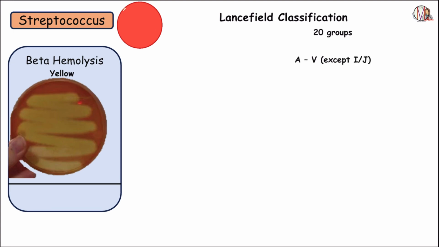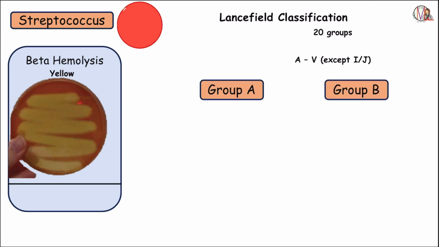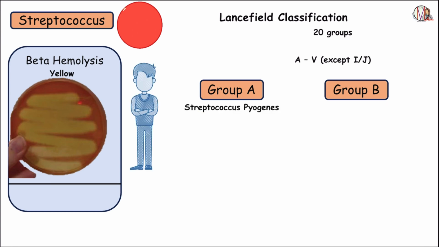The two main groups within the Lancefield classification are Group A and Group B streptococci, which are significant pathogens in human infections. Group A streptococci, that is Streptococcus pyogenes, are responsible for a wide range of infections in humans, including pharyngitis, skin and soft tissue infections, scarlet fever, rheumatic fever, and invasive diseases such as necrotizing fasciitis and streptococcal toxic shock syndrome.